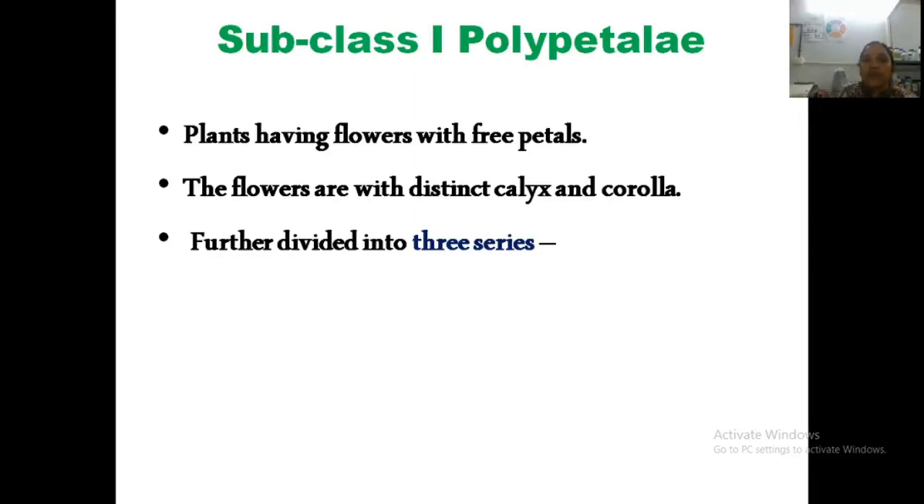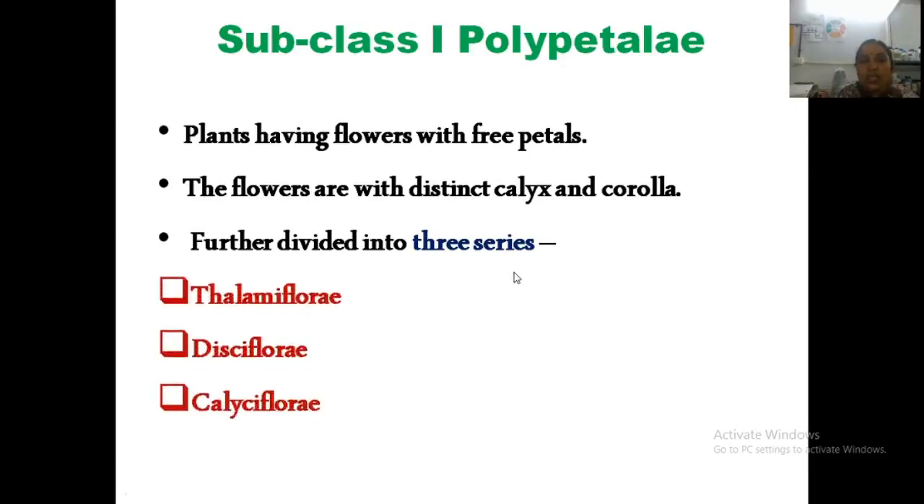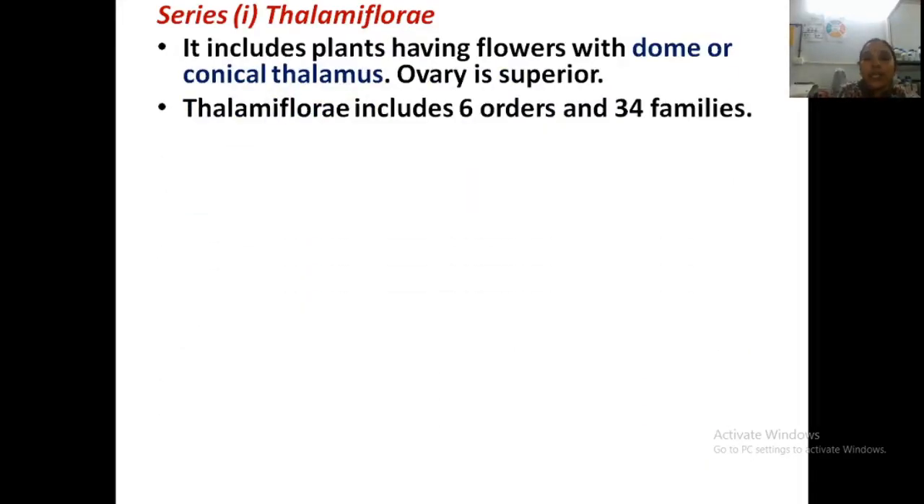Now, subclass 1 Polypetalae. What are the characters? Flowers with free petals, and with a distinct calyx and corolla. This Polypetalae is again divided into 3 series: Thalamiflorae, Disciflorae and Calyciflorae. The first one is series 1 Thalamiflorae. What are the features? It includes plants having flowers with a conical or dome-shaped thalamus. While discussing the position of floral parts, you studied epigyny, hypogyny, and perigyny.